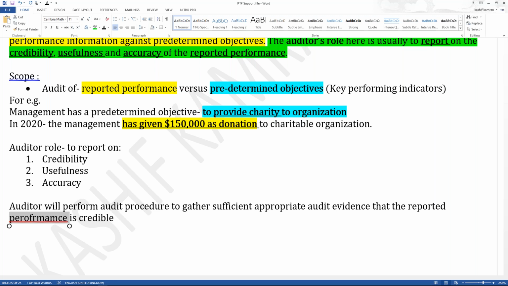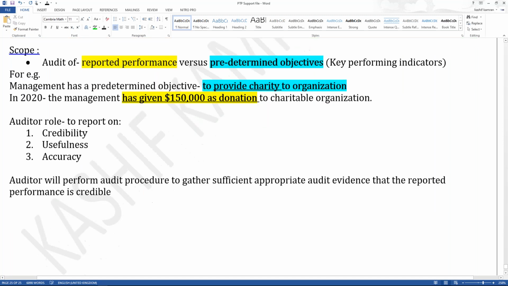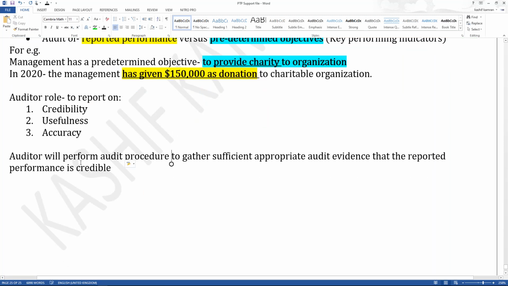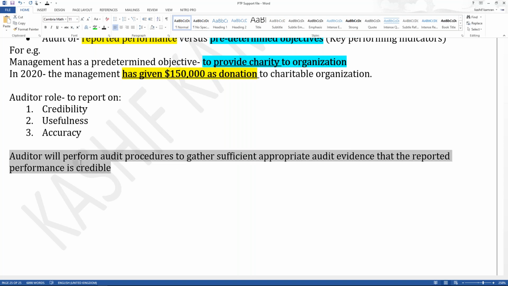So is that the mechanism the auditor uses even in the audit of the financial statement? That the auditor performs procedures to gather sufficient appropriate audit evidence that the information given in the financial statement is true and fair. And that's exactly the same thing the auditor is doing in the audit of performance information. So the nature of the information is different, right, as compared to the nature of information in the audit of the financial statement. Is that clear to everyone? So the scope is quite overlapping to the audit of the financial statement, right? So the auditor will perform procedures to verify whether $150,000 is credible or not. Clear? Now look at the last thing.